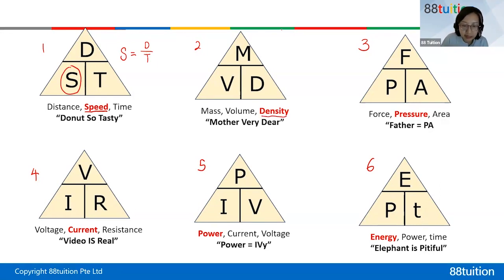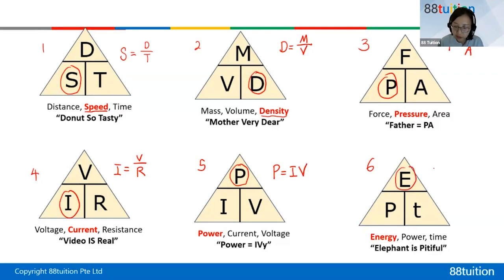All right, then you have density. If you cover up density, you'll have mass on top, divided by volume below. Then pressure will be force on top, divided by area. If you want to find current, I stands for current, it'll be voltage divided by resistance. If you want to find power, power is my name, it's current times voltage. If you want to find energy, energy will be power times time. Time is usually put in small letter. Power is all, the rest are all capital letters.